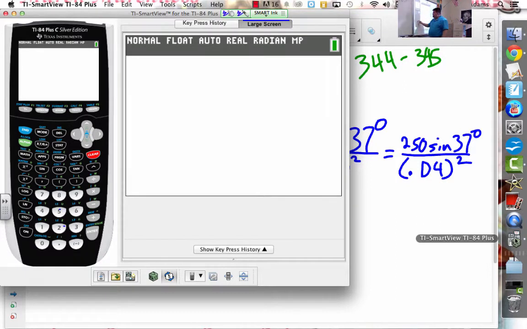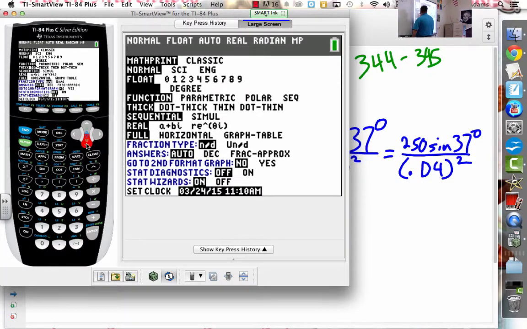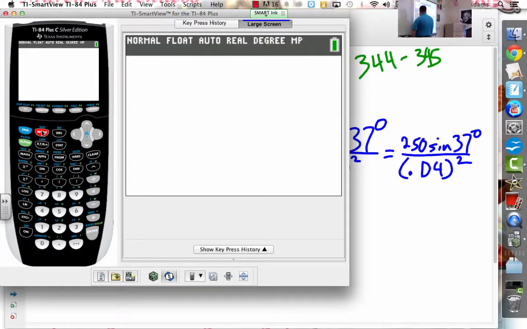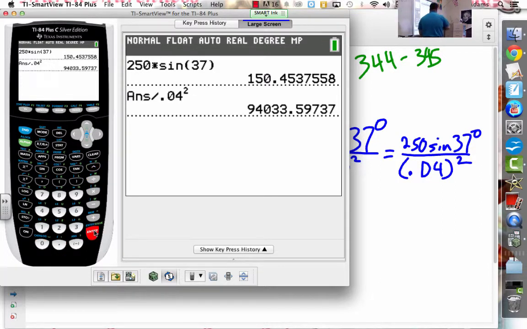I'm going to say 250. Whoops, you know what I need to do is put my calculator in degree mode first. And then I'm going to say 250 times sine of 37 degrees. That gives me my top number. And I'm going to divide that by 0.04 squared. And I get 94,000.